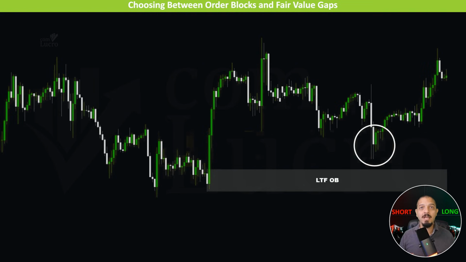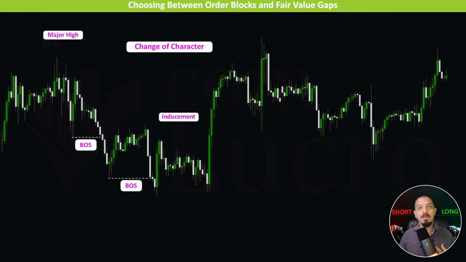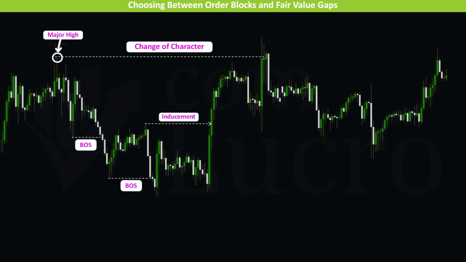Now, let us break down what is happening in this example. The market was moving in a downtrend until price shifted direction, pushed higher, and after removing the inducement level, finally produced a change of character by breaking and closing above this major high. With that change of character signaling a potential bullish trend, our focus shifts to finding a place to enter long. So where should we look for a long entry on this chart?